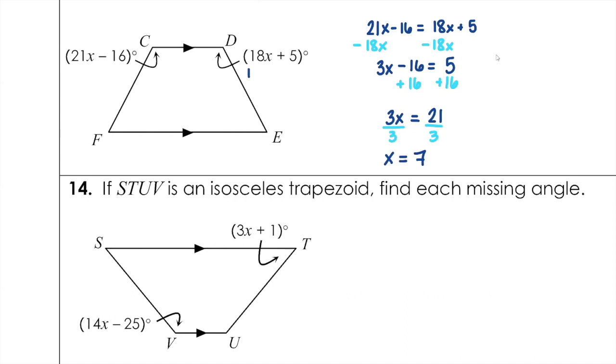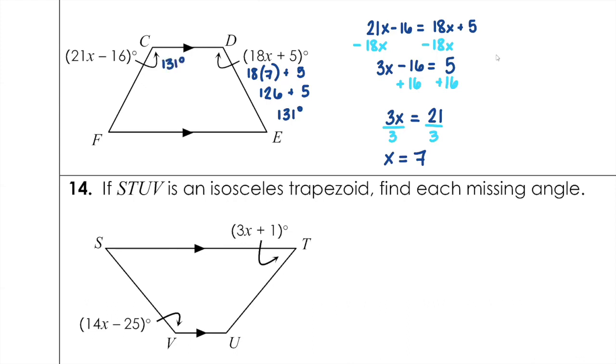So 18 times 7 plus 5. Wait, what do you mean 18 times 7? I mean, the measure of angle D is 18x plus 5, so we substitute 7 for x. 18 times 7 is 126. Plus the 5 is 131. So that means both of our base angles up top are 131.